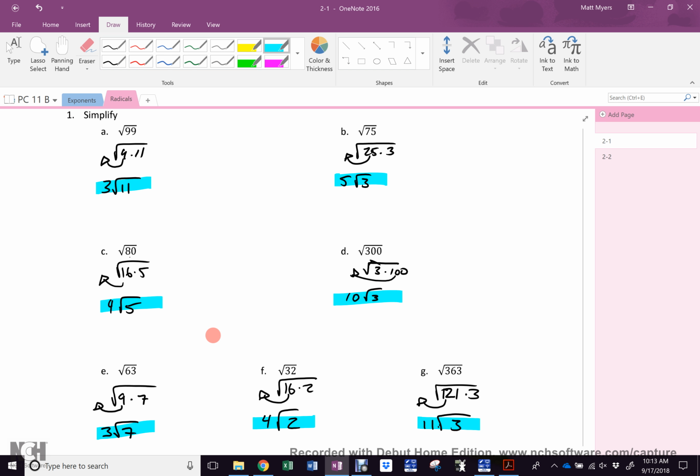G. Okay. So I like to check with perfect squares, and I have them all memorized, up to 20.